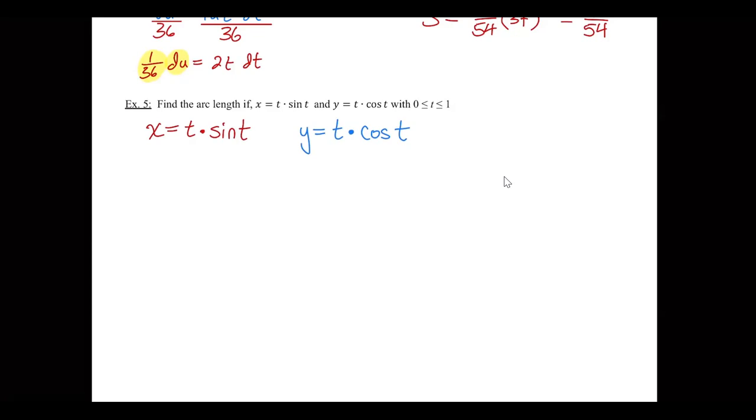All right. In both cases, we have a product of two functions, t and sine of t versus t and cosine of t. So in both cases, since we need dx/dt and dy/dt, we need to use the product rule. So the first function t times the derivative of the second, derivative of sine is cosine, plus the second function sine of t times the derivative of t, which is just 1. So I could just leave it as sine of t. Now dy/dt.